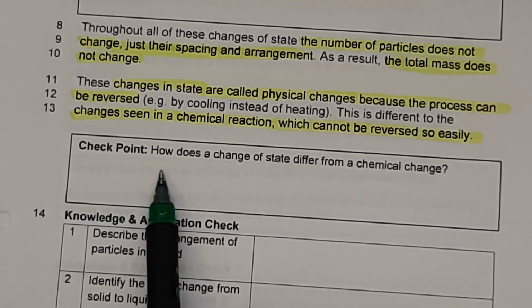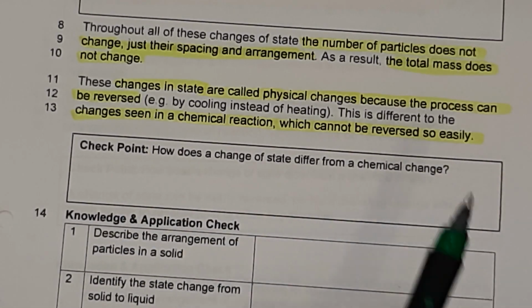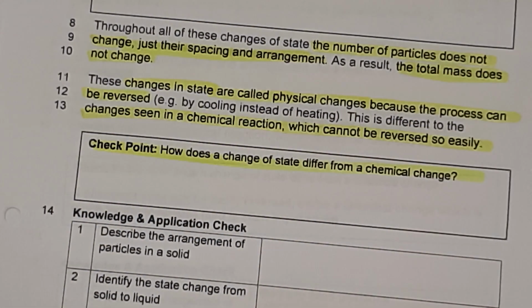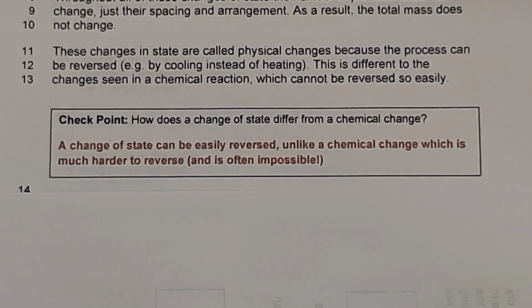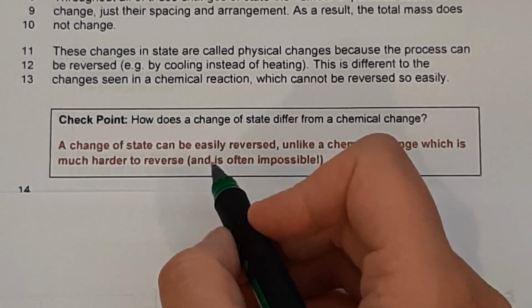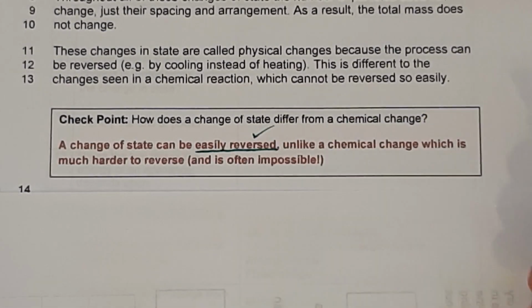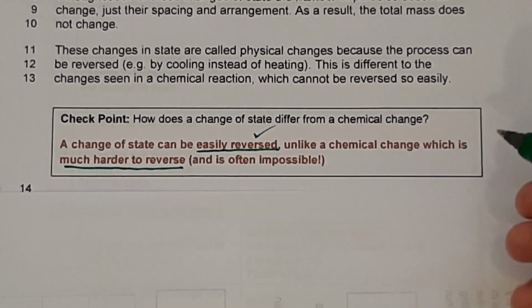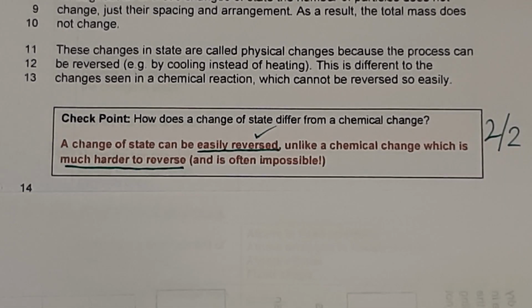Checkpoint question, how does a change of state differ from a chemical change? So pause the video whilst you answer this checkpoint question, please. So let's go through that. How does a change of state differ from a chemical change? Well, a change of state can be easily reversed, unlike a chemical change, which is much harder to reverse or sometimes impossible. Again, it's 2 marks here: one for explaining that a change of state can be easily reversed, and the other for saying that chemical changes are very hard to reverse.